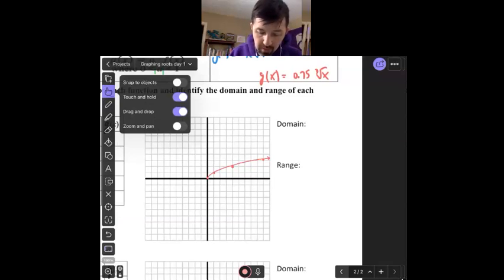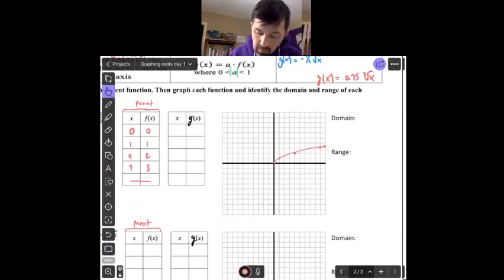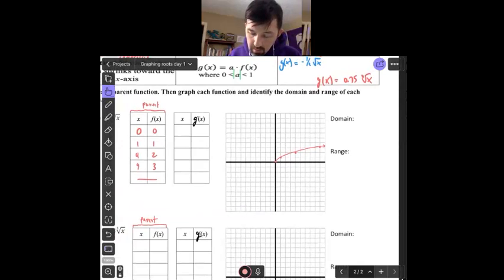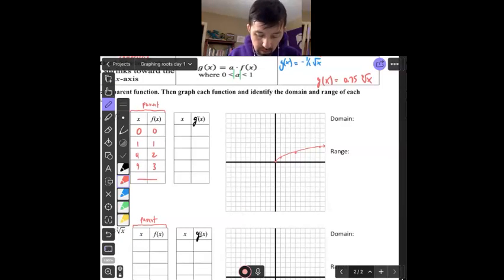Again, no arrow on the left side, just an arrow on the right side. And I guess while I'm here, I'll go ahead and do the domain and the range of that guy. So that starts at 0, goes to the right forever. For the range, it starts at 0 and goes up forever. So left to right, low to high.